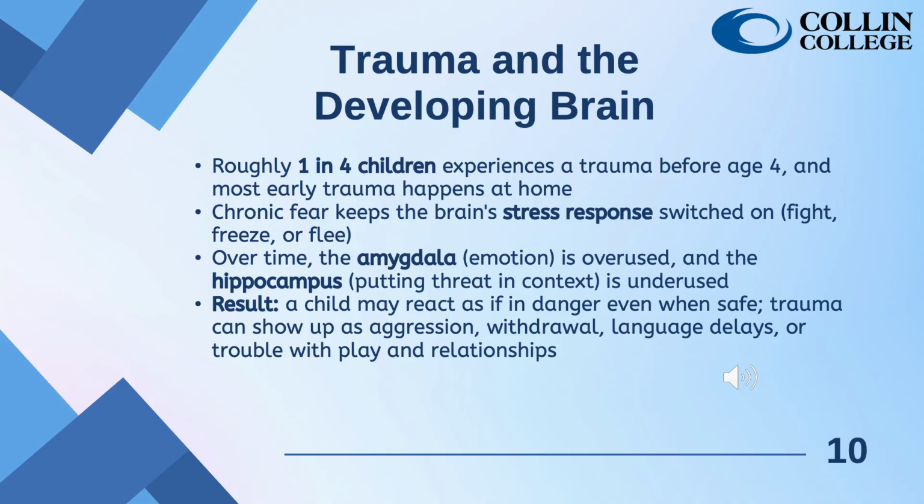When a child lives with chronic fear, the brain's stress response, the fight, freeze, or flee system, stays switched on. The part of the brain that handles emotion, the amygdala, gets overused and overdeveloped, while the part that puts a potential threat in context, the hippocampus, gets underused and underdeveloped. The practical result is a child who reacts as if in danger even when nothing is wrong.